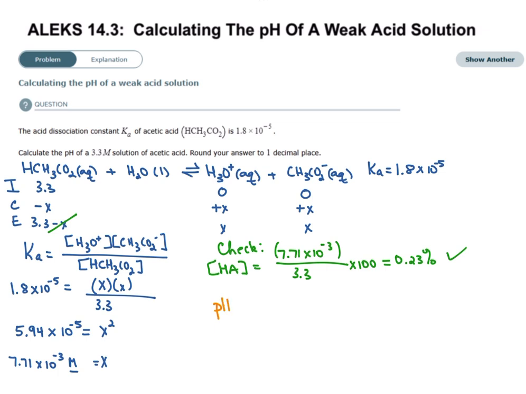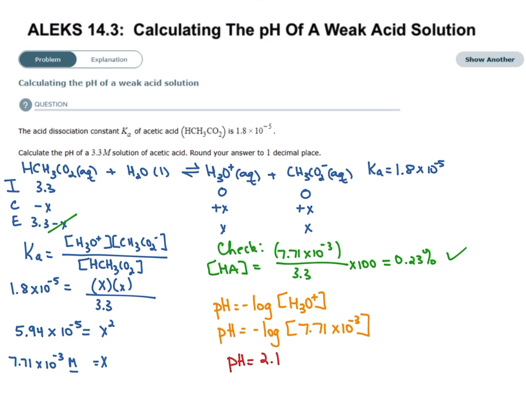Remember that pH is equal to the negative log of the concentration of H3O+. And our concentration of H3O+ is just 7.71 times 10 to the negative 3. The final answer has to be to 1 decimal place, so pH equals 2.1.